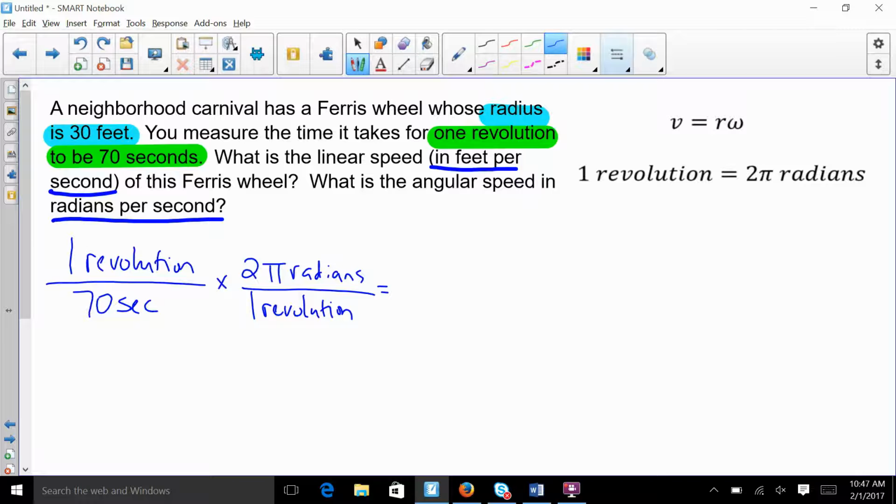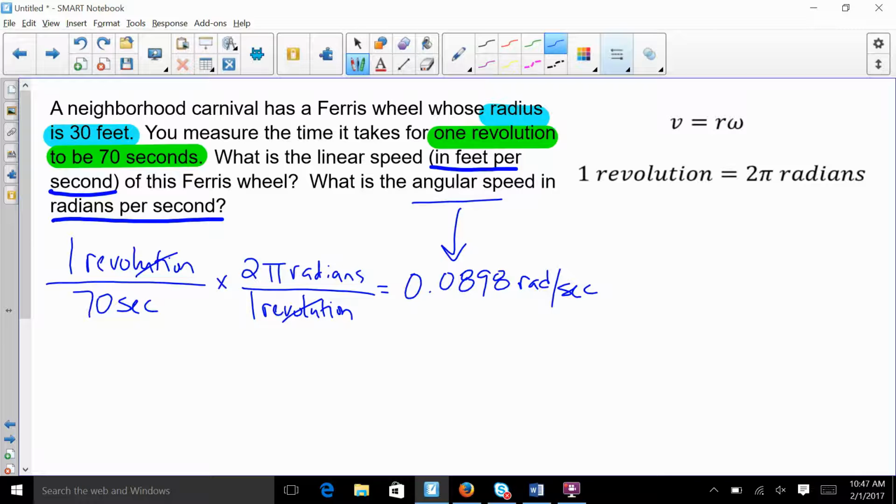And when I take 2 pi radians times 1 and then divide it by 70 times 1, I end up with 0.0898. And the revolutions cancel out, and I'm left with radians per second, which is angular speed. Now, they asked about radians per second. So, hey, look, we've already answered the second question there. Our angular speed is that right there.